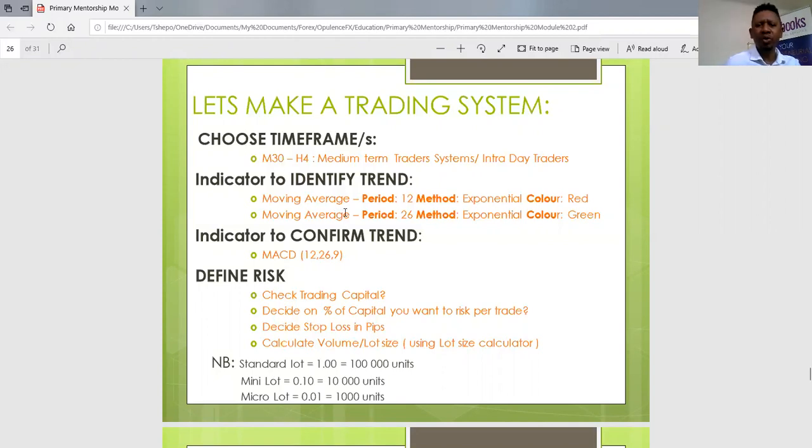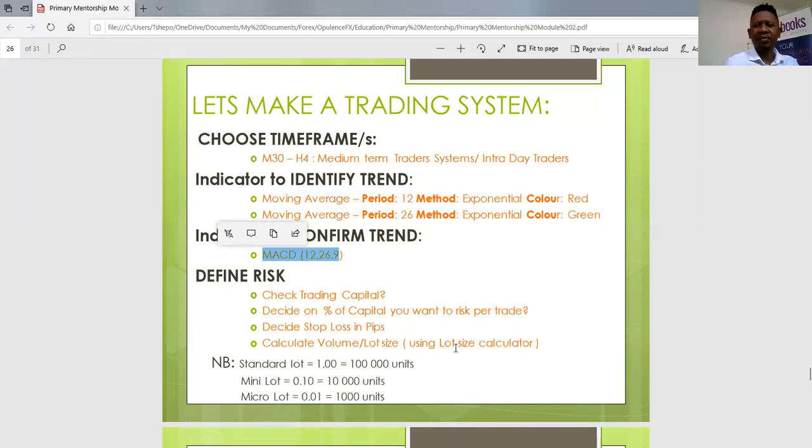In this instance, we are going to be choosing moving average 12 and moving average 26. They are both exponential, and they will have different colors. Then we're going to be using the MACD as the confirmer or the auditor. So the moving averages will identify trends for us. Once we've got them, we're going to be using the MACD to confirm or not confirm the trend.